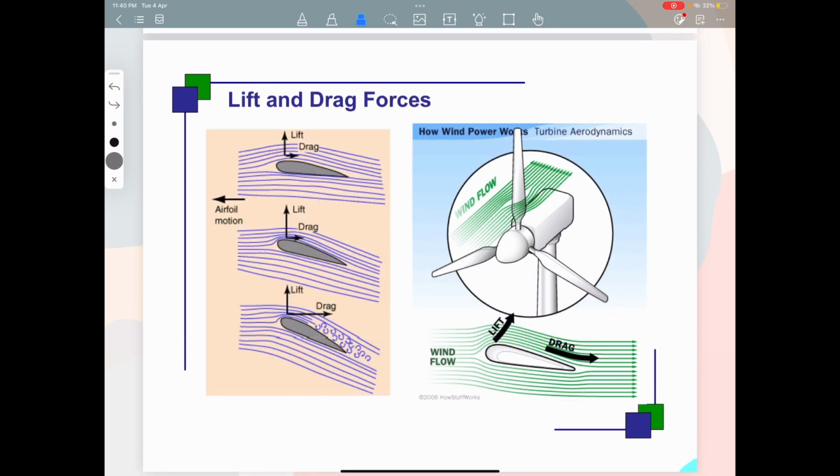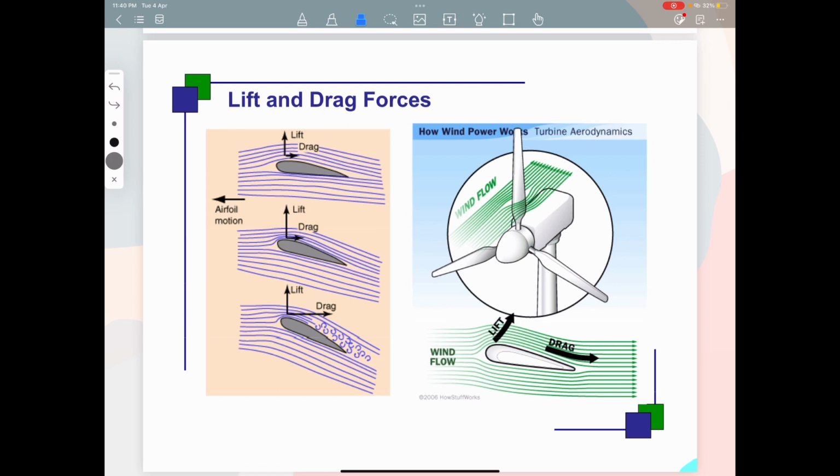Now the lift and drag forces. As you can see here, the lift is always perpendicular to the drag. The principle of working of this force is that a wind turbine turns wind's energy into electricity using the aerodynamic force from the rotor blades, which works like an airplane wing or helicopter rotor blade.